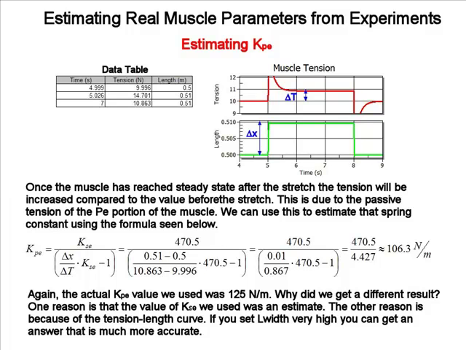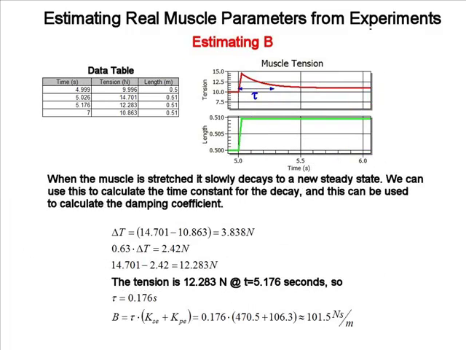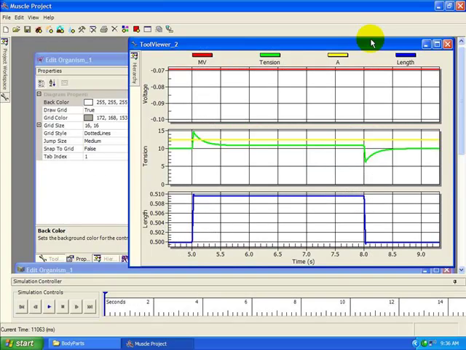Finally, how do we estimate the damping coefficient? When the muscle is stretched, it takes some time to decay back to a new resting tension. We can use this to find the time constant of this decay, and that can be used to calculate the damping coefficient. We end up with an estimated damping of 101.5 newton seconds per meter, which is quite close to the actual value we used of 100. So, have you figured out why the KSE value that we estimated wasn't the exact value that we specified?